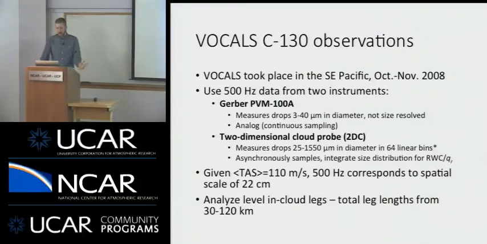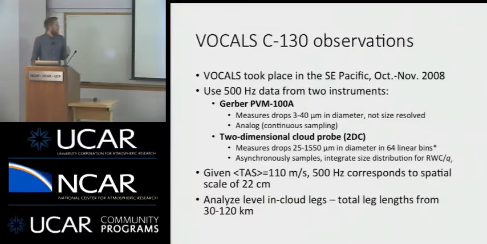And it's an analog instrument, which means it could ostensibly be run at even higher rates. And for drizzle or rainwater, we'll be using a 2-dimensional cloud probe. And this measures drops 25 microns to 1.5 millimeters in diameter, 64 linear bins. The star is just to remind me that we throw out the smallest drops here, 25 micron to 50 micron drops, because there are a lot of issues with the optics of those.